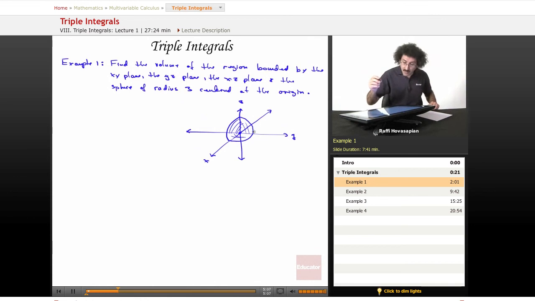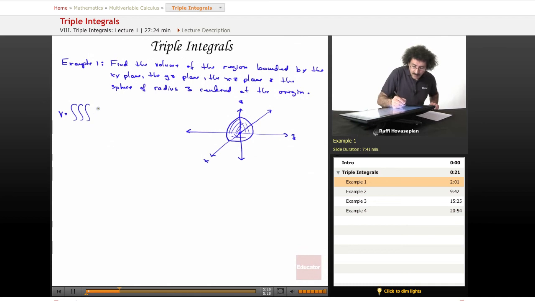So my volume, well, by definition, the volume using triple integrals, the function that we're integrating is 1.